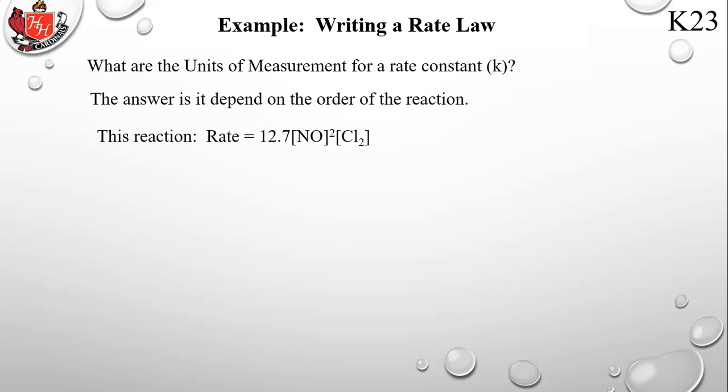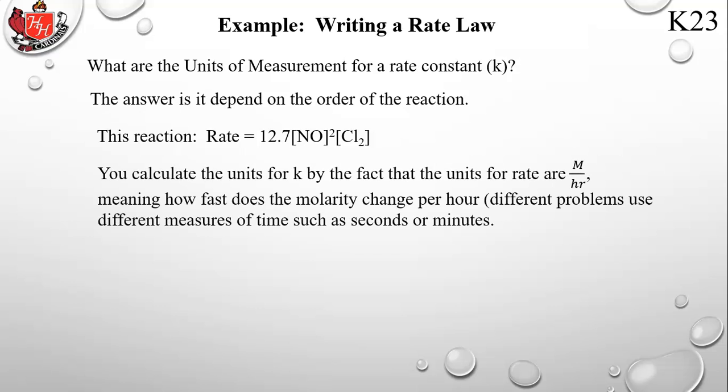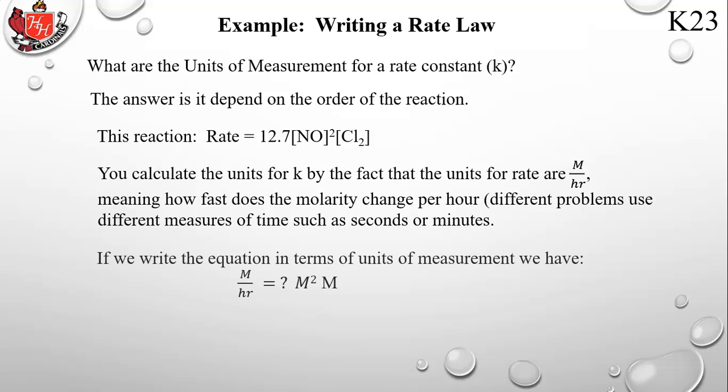This reaction, the rate is 12.7 times concentration of NO squared times concentration of Cl2. So you can calculate the units for K by the fact that the units for rate are molar per hour. It's how many moles per liter are changing per hour. So that's a rate, that's a speed of the reaction. Meaning, how fast does the molarity change per hour? Different problems use different measures of time, such as seconds or minutes.